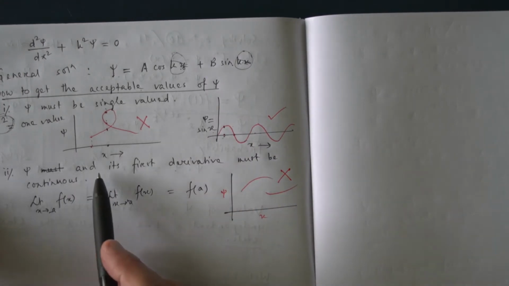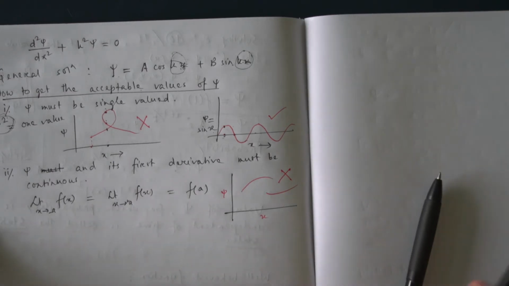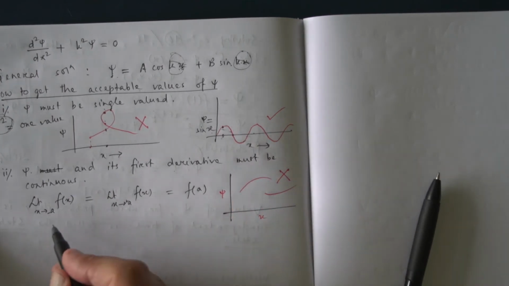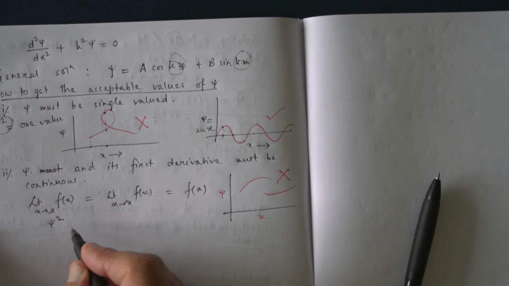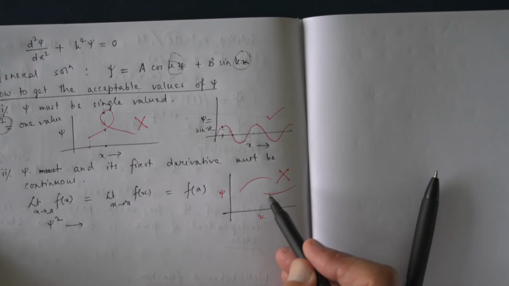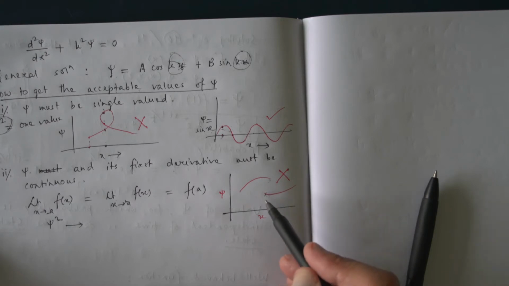Again, why must psi be continuous? The answer is again probability. If psi is continuous like this, psi square will change continuously. That means probability will change continuously. But here psi square will have abrupt values because psi is not continuous. So this type of result is also not required. This type of result is also not acceptable.